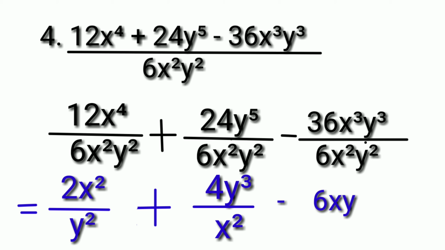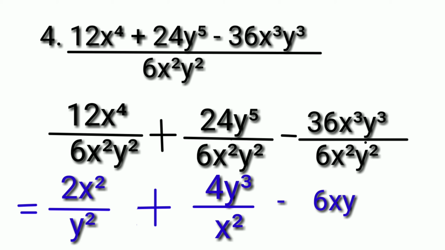Okay, so we now proceed to example number 4. So we have 12x to the 4th plus 24y to the 5th minus 36x cubed y cubed divided by 6x squared y squared. Again, it is the same as 12x to the 4th divided by 6x squared y squared plus 24y to the 5th divided by 6x squared y squared minus 36x cubed y cubed divided by 6x squared y squared. Okay, the final answer is 2x squared over y squared plus 4y cubed over x squared minus 6xy.